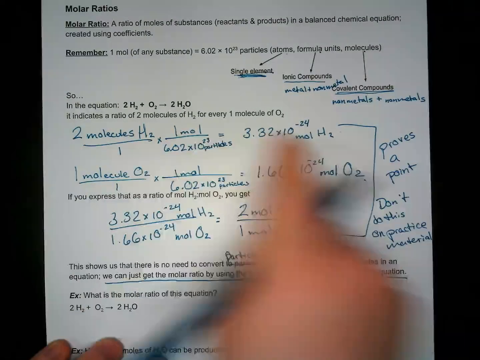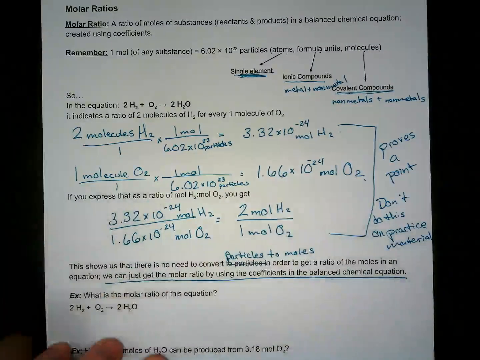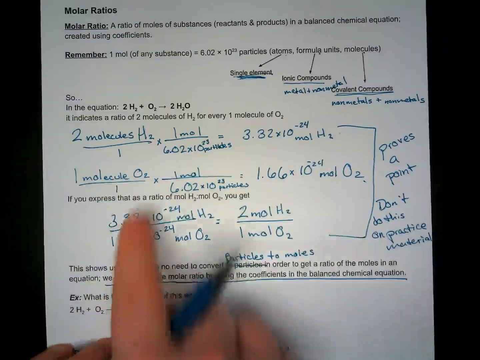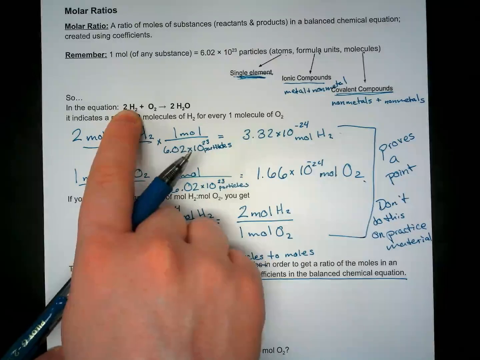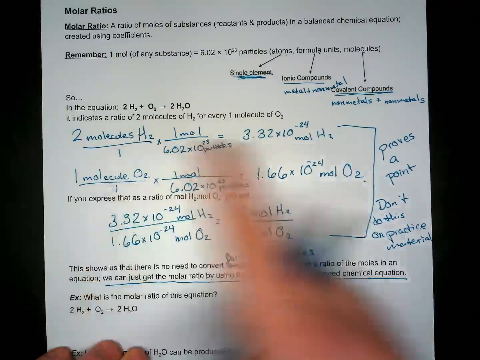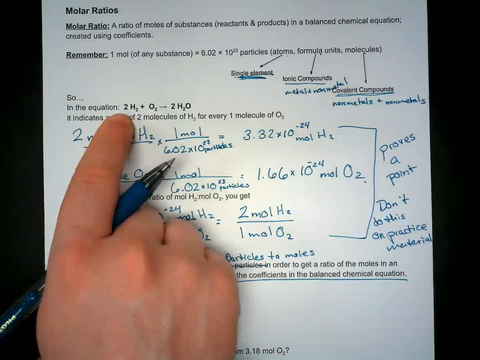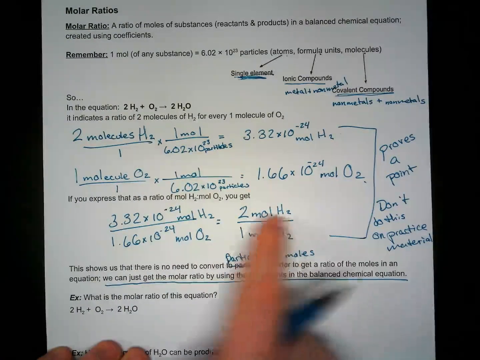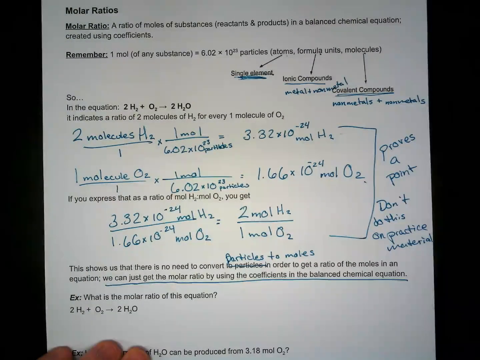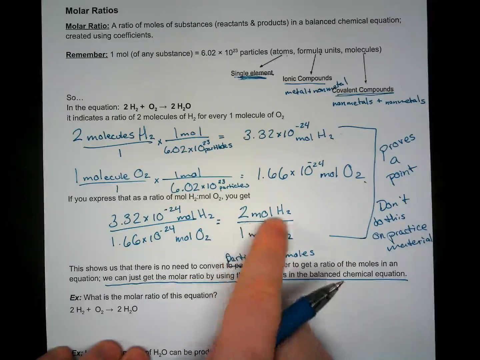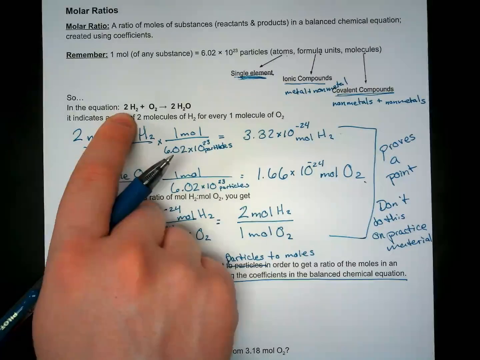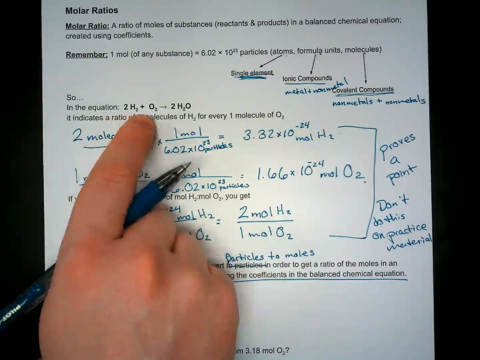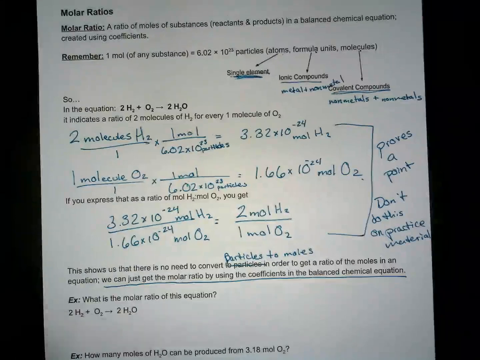Again, all of this just proves the point that we don't have to convert the number of molecules, which are based on the coefficients in the chemical equation, into moles. We can just use the coefficients to say the number of moles of each substance per the balanced equation. So again, 2 moles of hydrogen gas to every 1 mole of oxygen. We can compare that and say that we also have 2 molecules to 1, so we could just use those. Because what matters is the ratio.